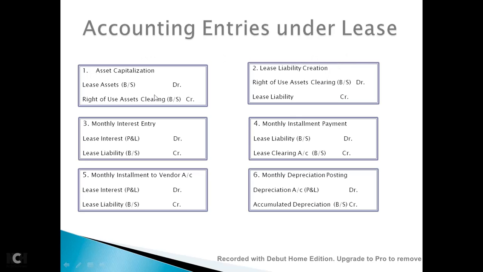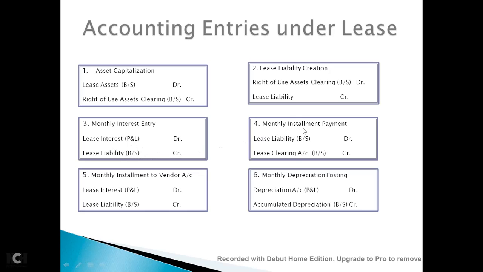So the first entry will be asset capitalization. You debit your lease assets and then you credit your right of use assets clearing account. Then this right of use ROU asset clearing account gets knocked off by debiting it in the second entry, and lease liability gets created. These two are your one-time entries in your lease transaction. Then you will be passing your monthly transactions. Under the monthly transactions, you will have the interest entry, where you will debit your lease interest, which is a P&L item, and credit your lease liability.